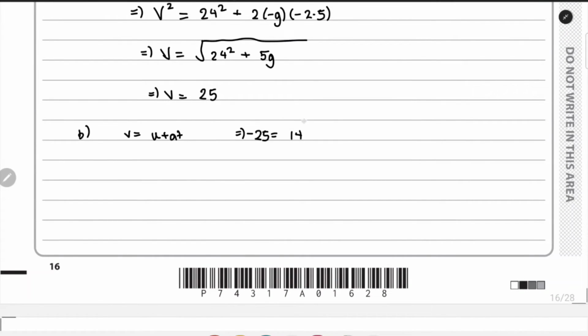So minus 25 equals 24 plus minus g times t. So t will be minus 25 minus 24 divided by minus g. So this will be 5 seconds.